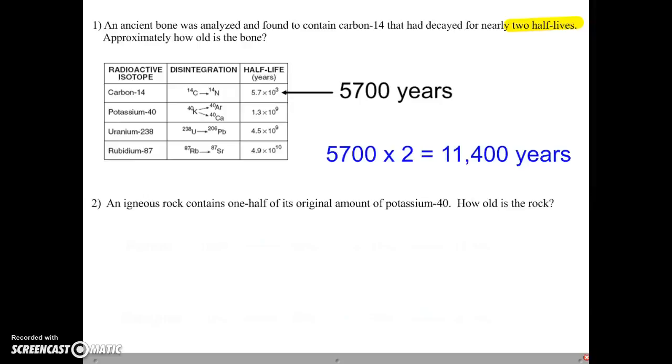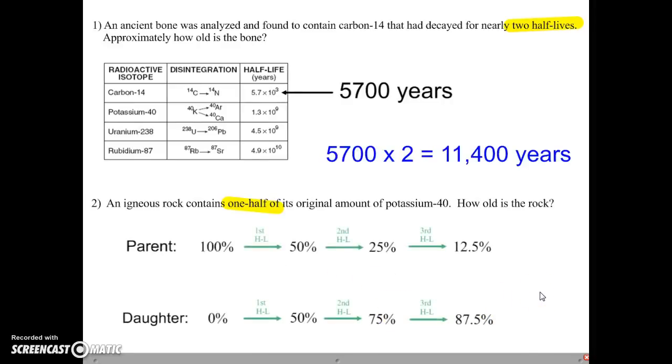Okay, let's look at a second problem. An igneous rock contains 1/2 of its original amount of potassium-40. How old is the rock? So they're telling us that this rock contains 1/2 of what it originally had. So we're going to refer back to that chart that we looked at before. This chart will help you with any of these questions.